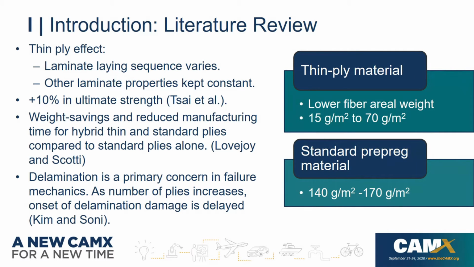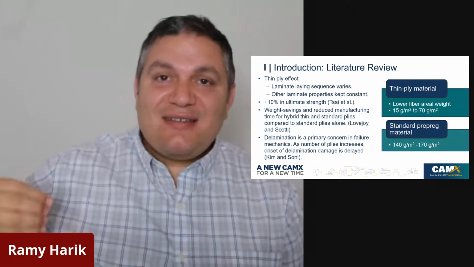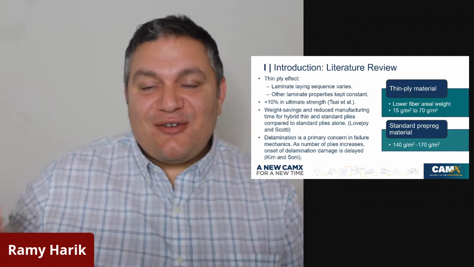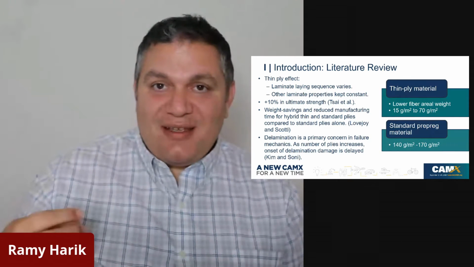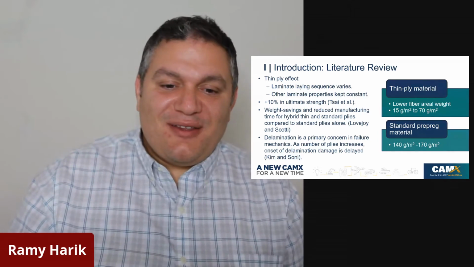It's very important, first of all, to highlight that typically we use standard prepreg material with automated fiber placement. Standard prepreg material is between 140 GSM to 170 GSM. To avoid confusion, especially as I'm going to repeat this a lot, when I mention GSM, this is the ratio of grams per meter square. And actually GSM stands for this. We're talking about the fiber areal weight.